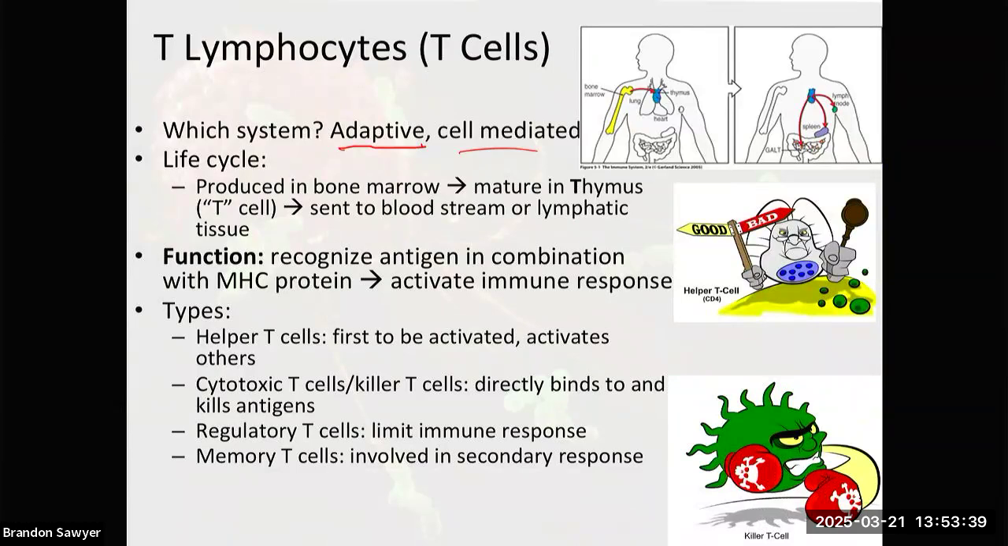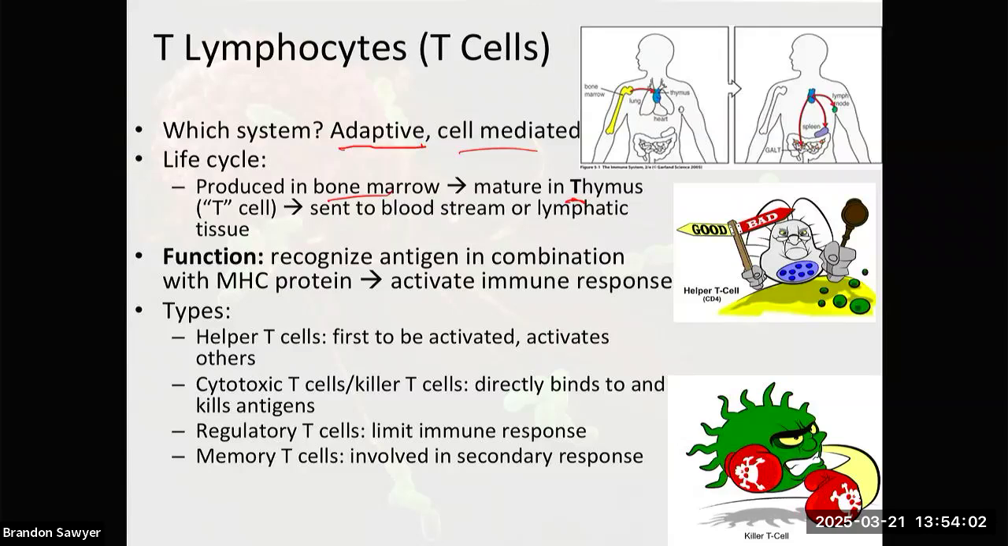T cells are made in the bone marrow, which you'll see in a sec. All of our blood cells are made in the bone marrow, but they mature in different places. And so these mature in the thymus, that gland that was wrapped around our throat. It's big as a kid and small when we're adults. And so that's why they're called T cells, because they go to the thymus to mature.